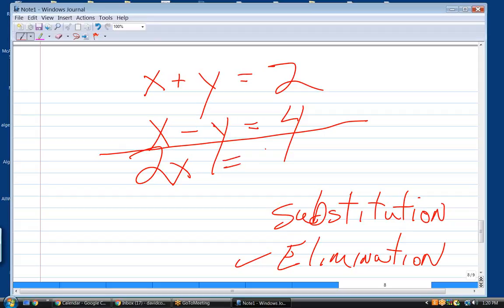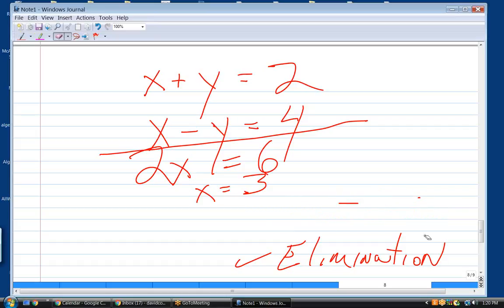What is 2 plus 4? 6. So what's x? 6. Now we still have to solve for y. In other words, the goal here is to solve for both variables. Well, we solved for one of them. x has to be 3. Well, how would we solve for y? Substitute back into one of the equations.